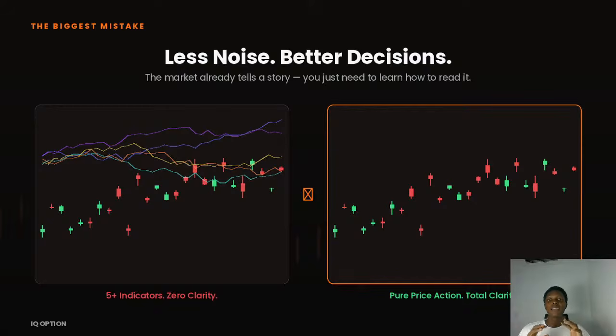Yeah, so the market already tells the story, but you're just going to have to stop covering it up with those indicators and start reading the chart much more cleanly. So now I'm going to go back to the chart to show you what I mean. We're going to get back to the chart by cleaning it up. Here we go.